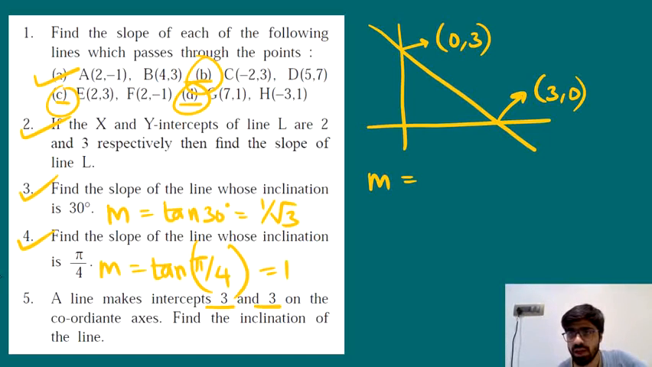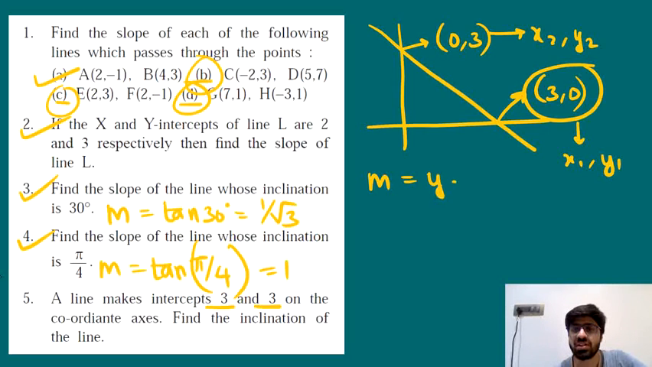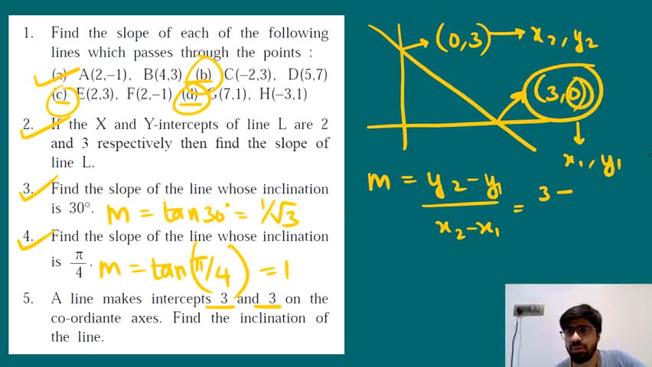So the slope will be, you can say this point is like x1, y1. Consider this point as x2, y2. So when we say y2 minus y1 upon x2 minus x1, y2 is 3. So we have 3 minus y1, which is 0, upon x2, that is 0, minus x1, that is 3. So the slope turns out to be -1.